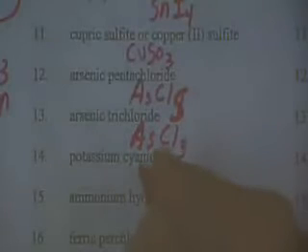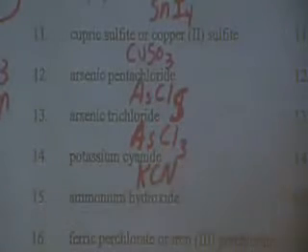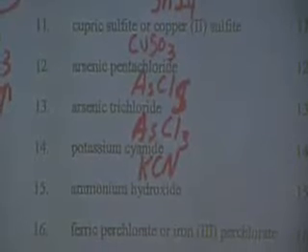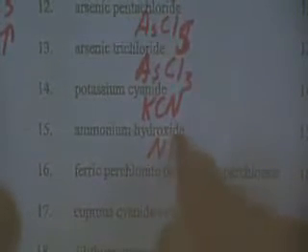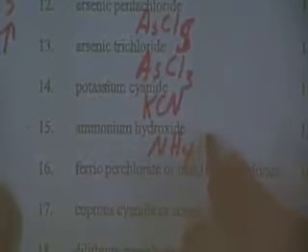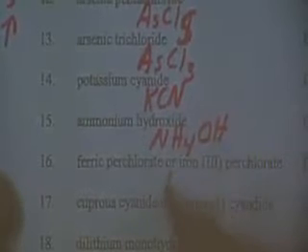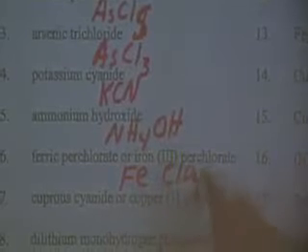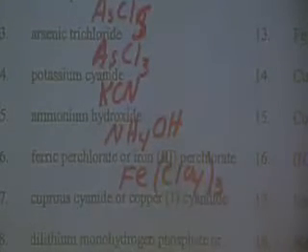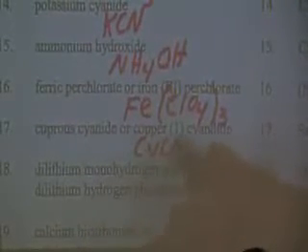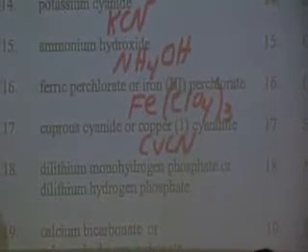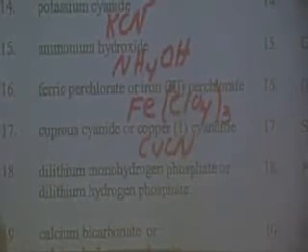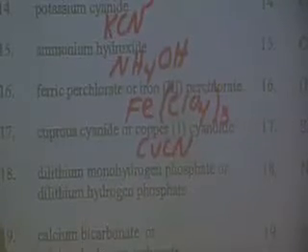Potassium cyanide's what? Capital K, capital C, capital N. Potassium cyanide. Ammonium is NH4. OH. Perfect. Ferric perchlorate is an iron 3, ClO4. Perfect. And let's see here. Copper 1 cyanide is CuCN. Is that coming up okay, Bridget? Yeah. Okay. Wonderful.